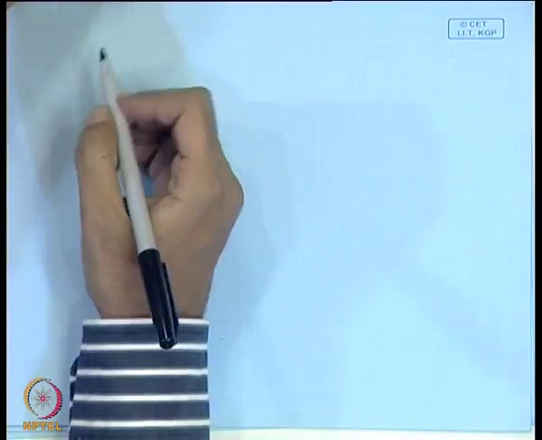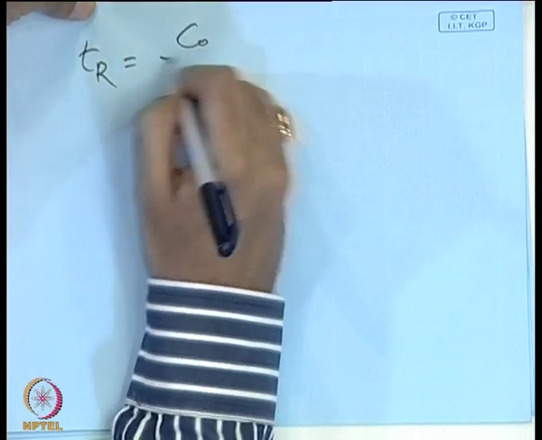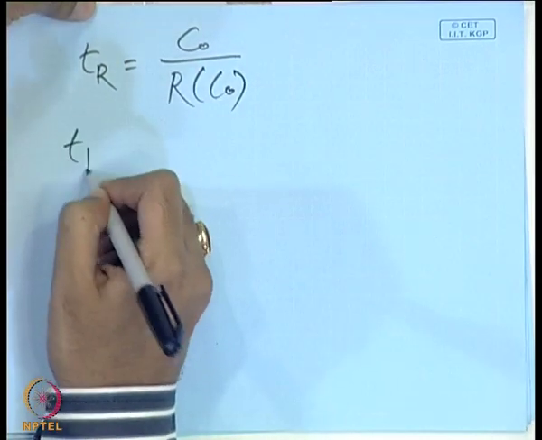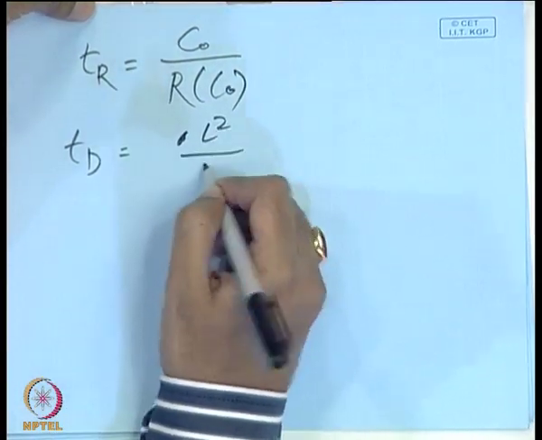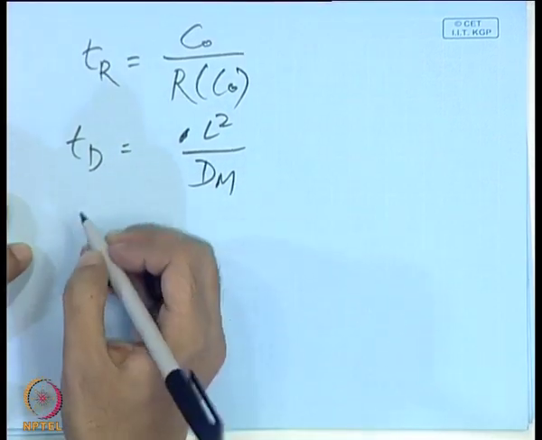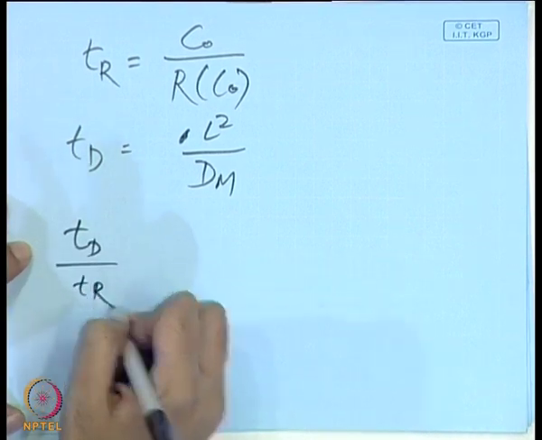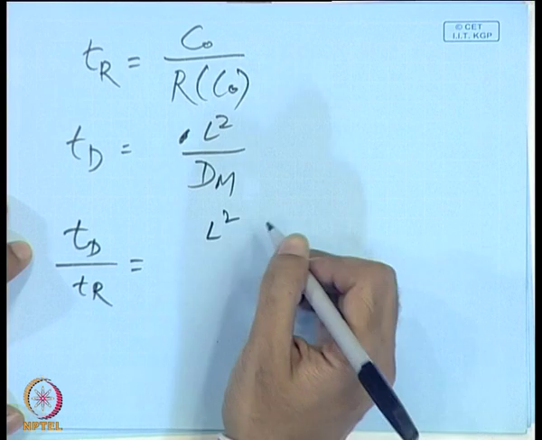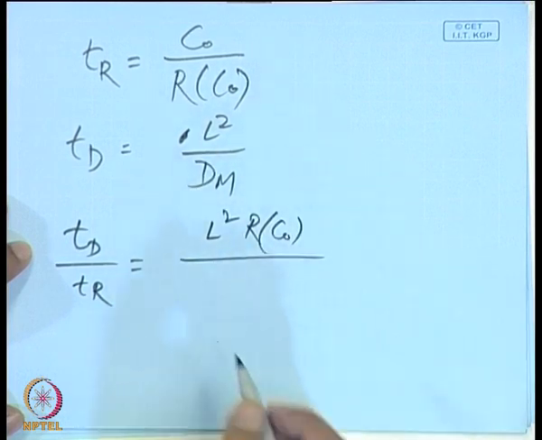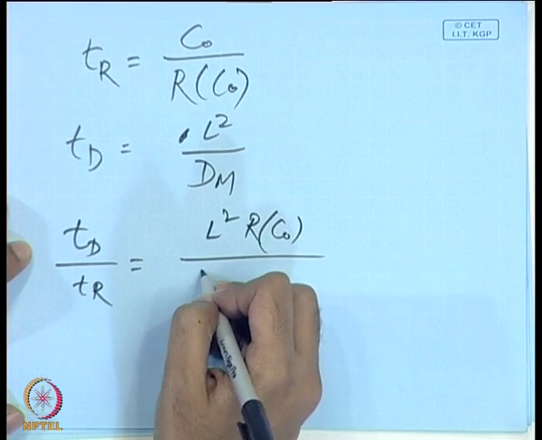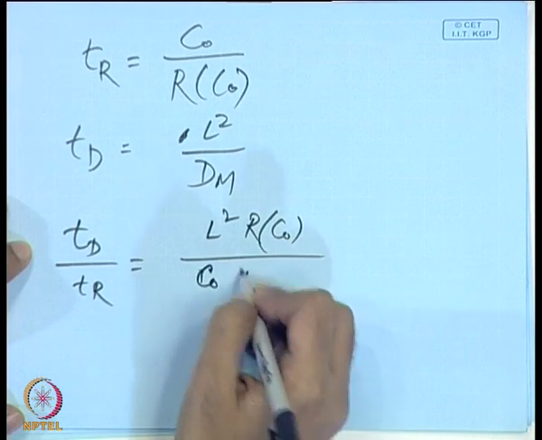What were the two time scales? The time scales of diffusion and the time scales of reaction, right. Go back to your notes and look: the reaction time scale was C naught over R C naught, the diffusion time scale was L square over D m, and then we got T d over T r, I think, equal to L square R C naught over D m C naught, right. Is that what we got?